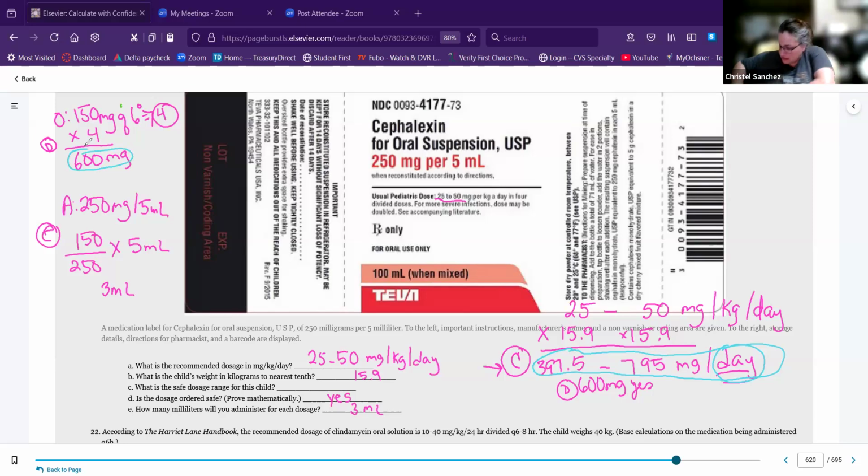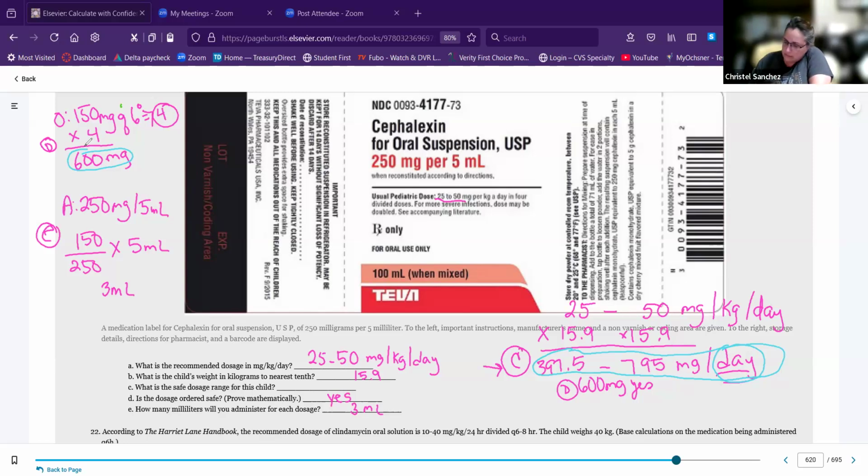Let me see if I can find one that's per dose versus per day, just so y'all can see the difference. Y'all, you don't have to worry about the BSA formula and stuff like that. We don't make y'all learn that. If you work in peds and you need the BSA, there are conversion calculations to do all that. We don't do all that by hand.